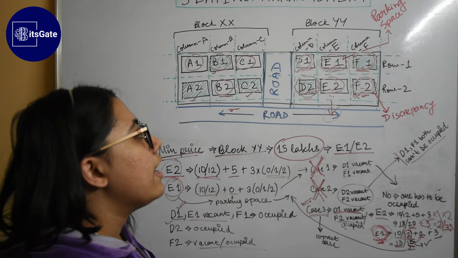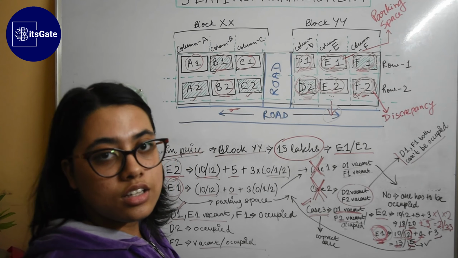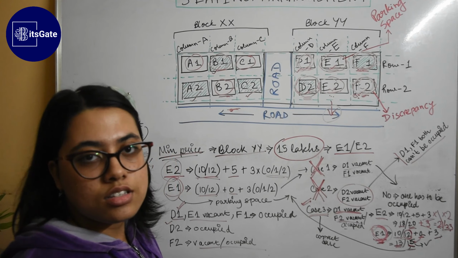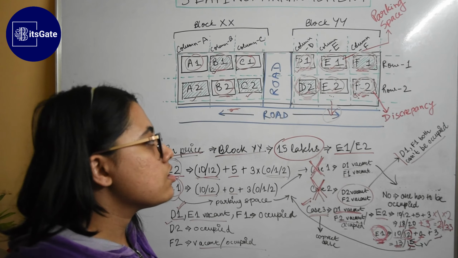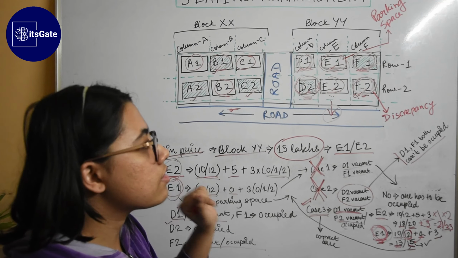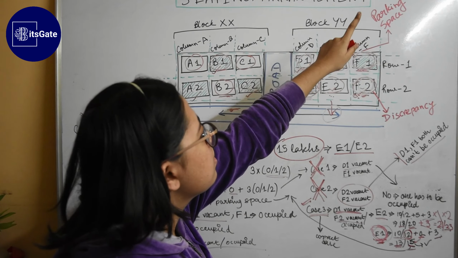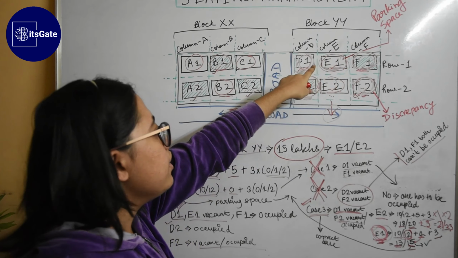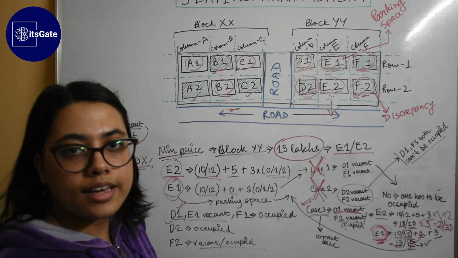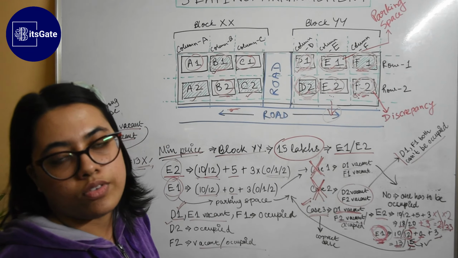That's why while doing the MCQ questions you will find in some options that there is either this or this. That option is there because in one case we'll consider F2 is occupied and in the other case we'll consider F2 is vacant. Now, the parking space is present in E1 house. So both block XX and YY are now covered. So now we can move to the MCQ questions.